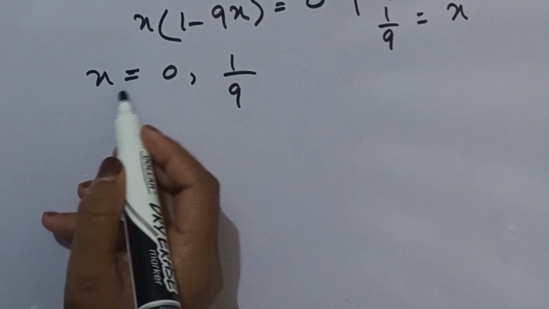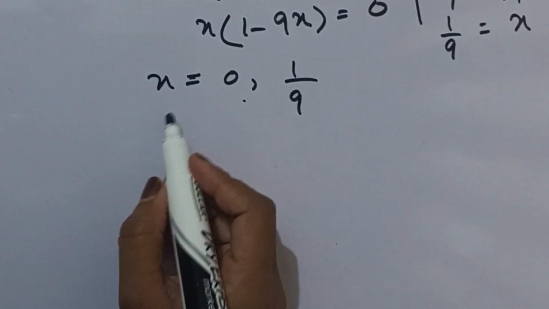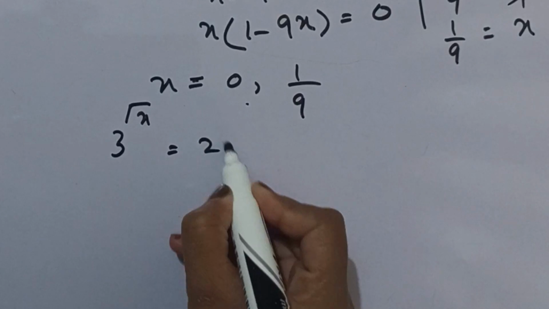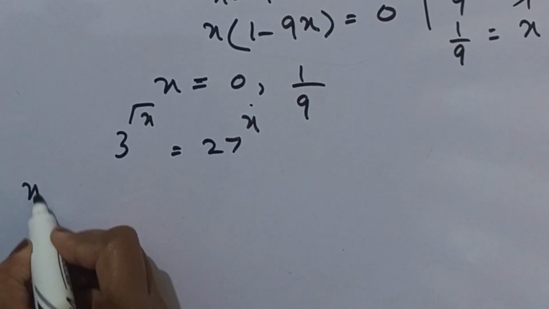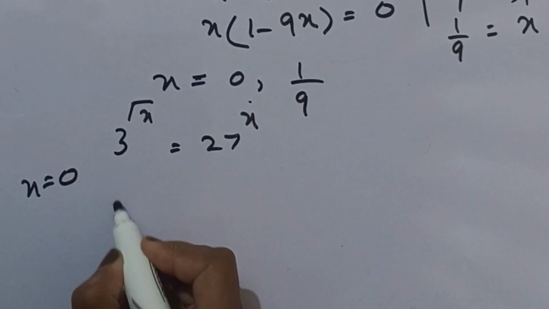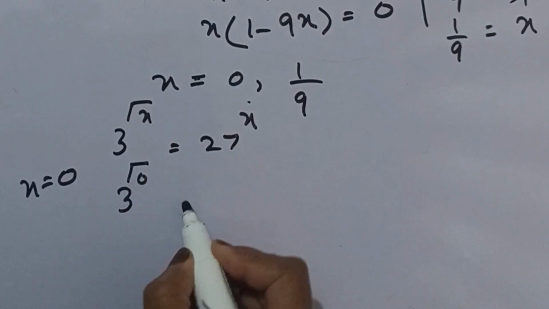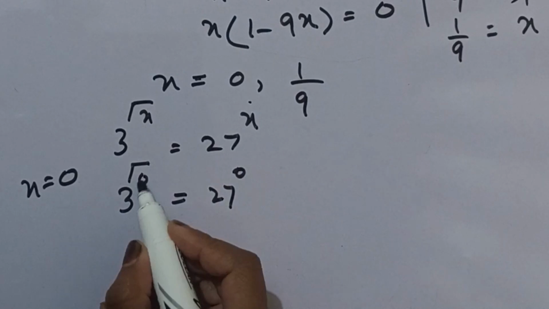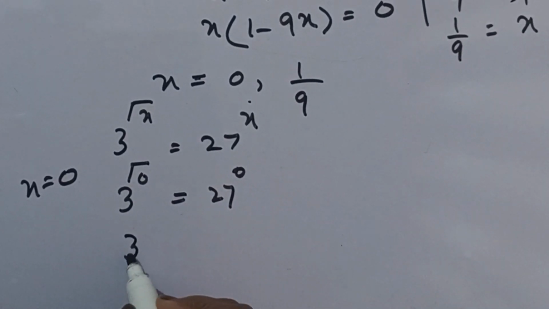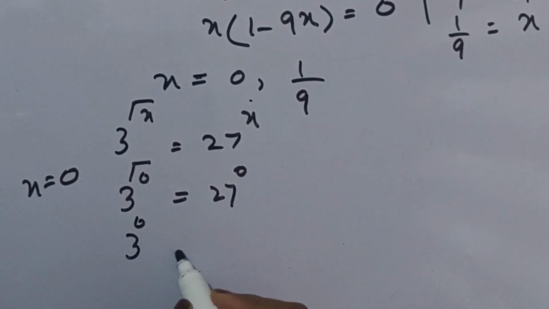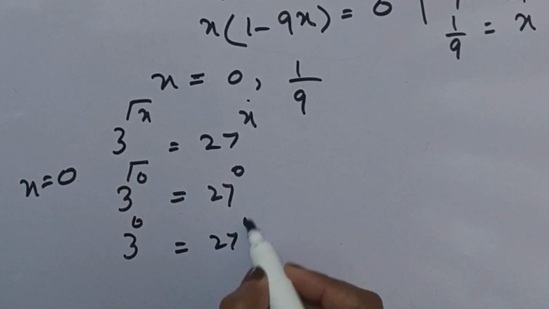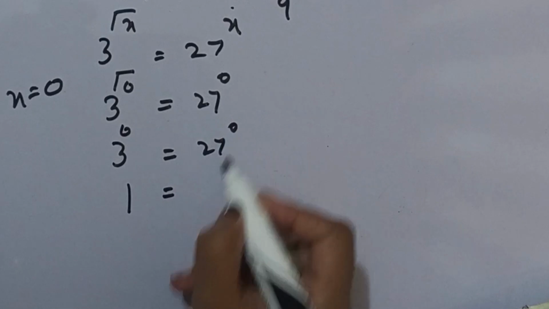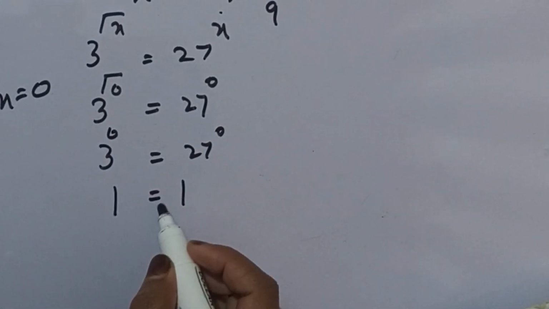Now we verify for x is equal to 0. We have 3 raised to the power square root x is equal to 27 raised to the power x. So we have 3 raised to the power square root 0 is equal to 27 raised to the power 0. And square root 0 is 0. So we have 3 raised to the power 0, and this is 27 raised to the power 0. And we know 3 raised to the power 0 is 1, and 27 raised to the power 0 is 1. And 1 is equal to 1.